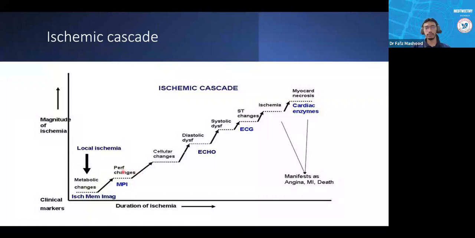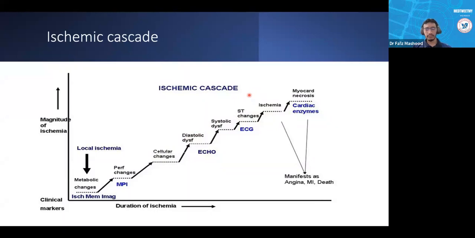After this perfusion change, the ischemia will progress to cellular changes, which means there will be myocardial necrosis, but at this point of time, still at the cellular level. And subsequently, we will have diastolic and systolic dysfunction. This can be evidenced and seen by echo or when we do a DSE, dobutamine stress echocardiogram. All right. And as the ischemia further progresses, only then can we see ST changes on the ECG. So this is where our EST comes in, right?